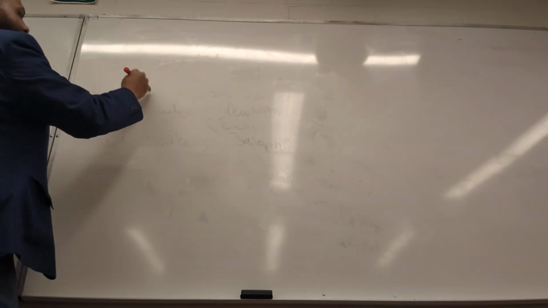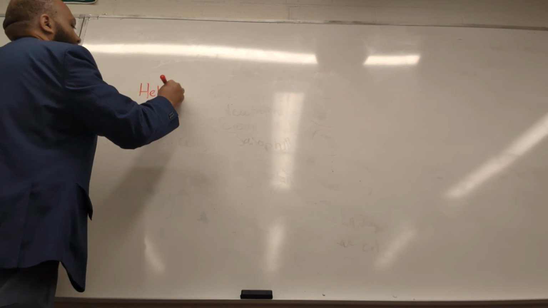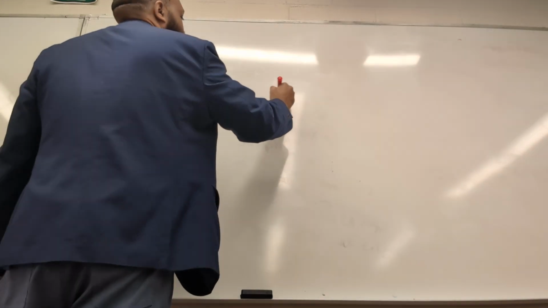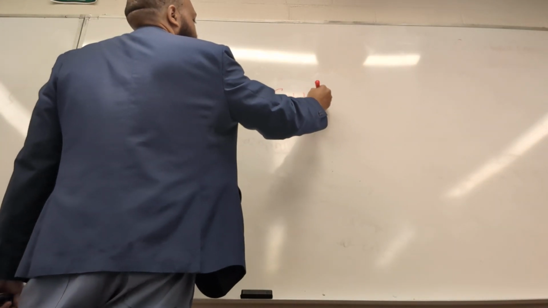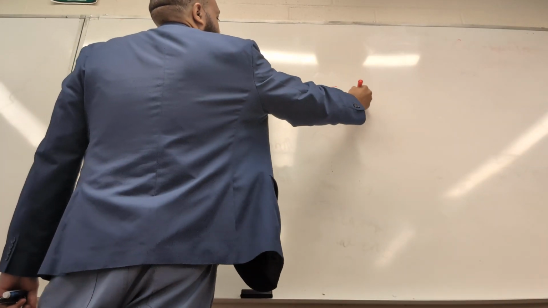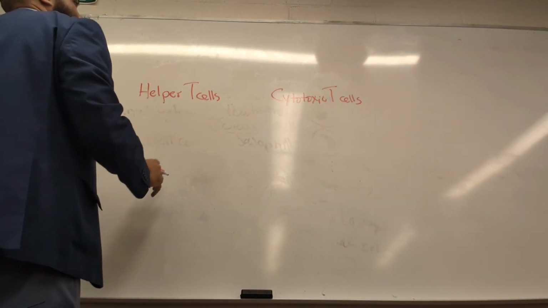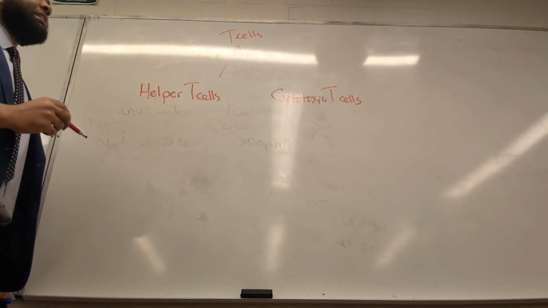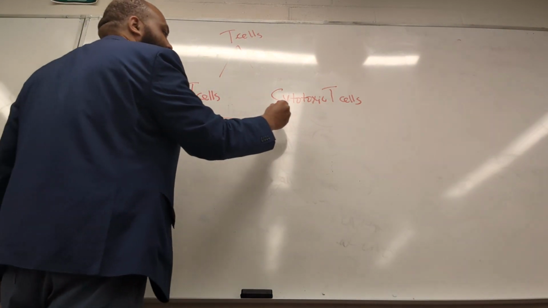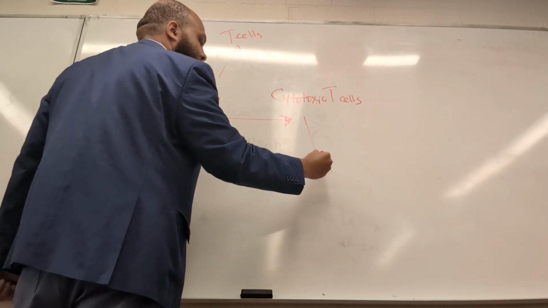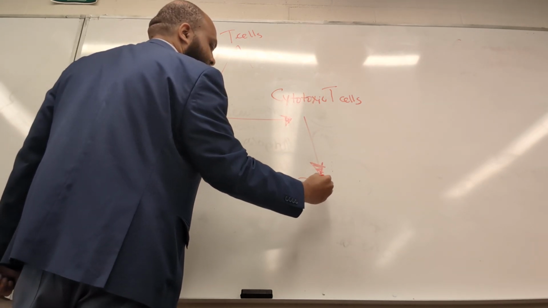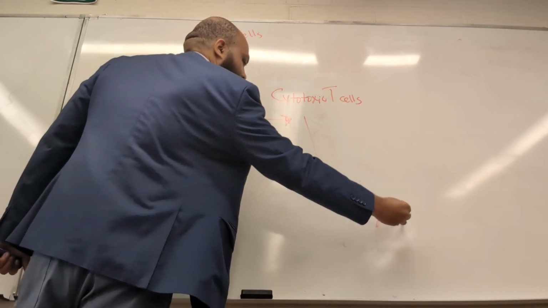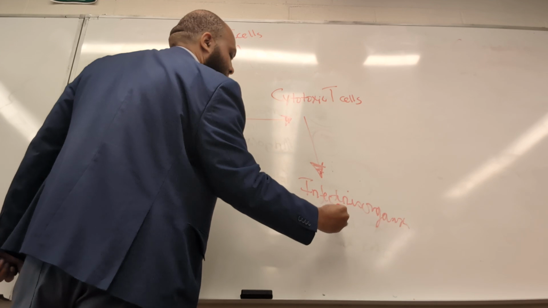Okay, so we have helper T cells and we have cytotoxic T cells. These are the two different types of T cells. The helper T cells help cytotoxic T cells kill the infectious organism, or the infectious microbe.